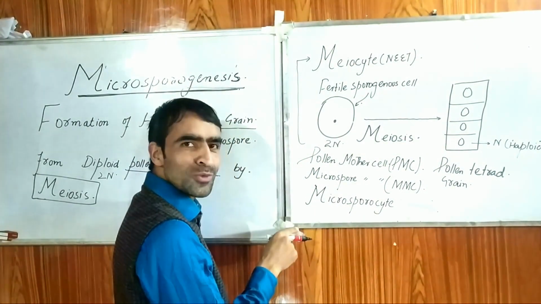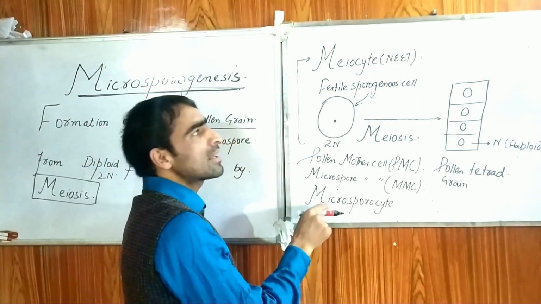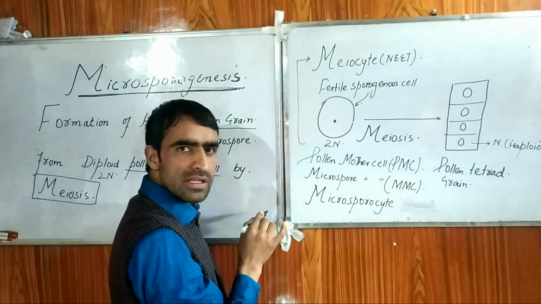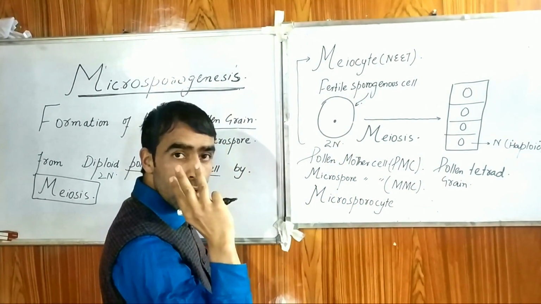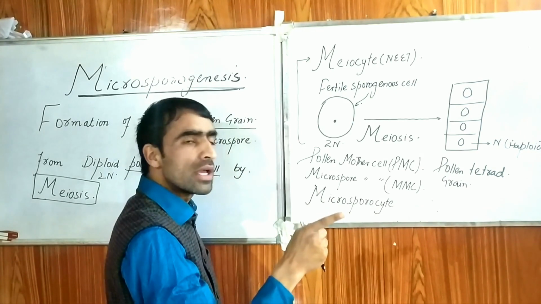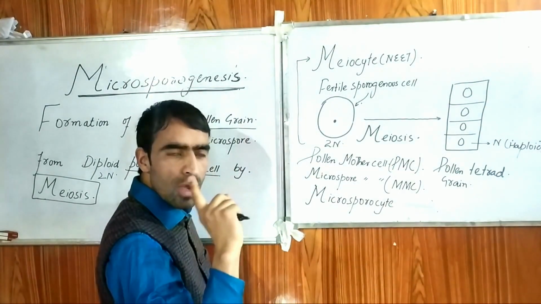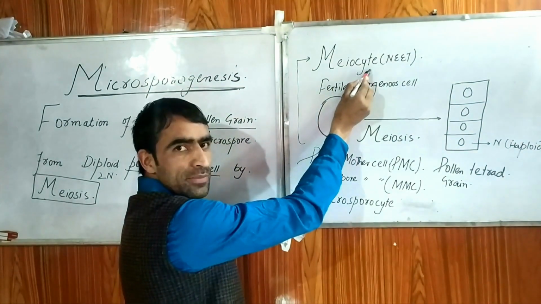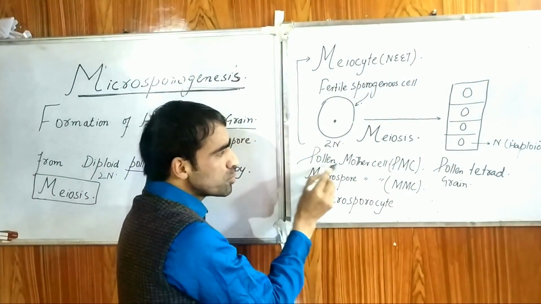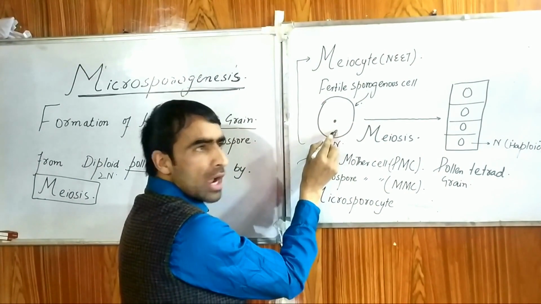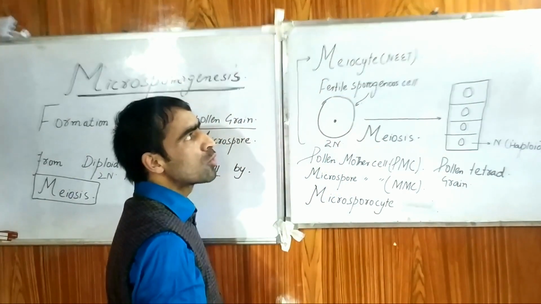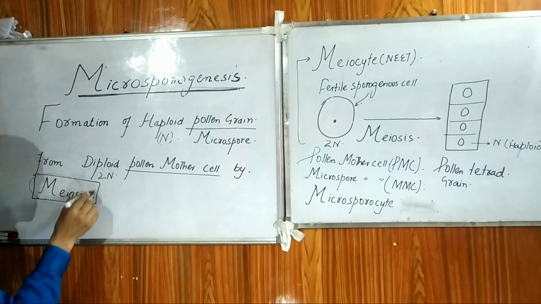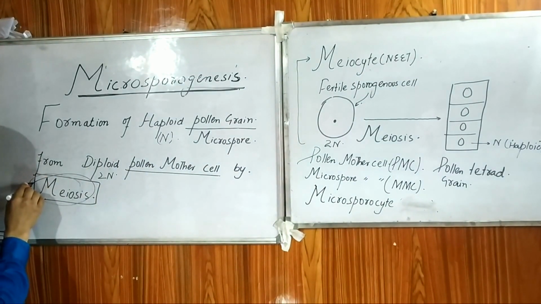That cell is the microsporocyte. And remember, a few years back, a question was asked in the NEET exams where there were options for 4 cells. Among those cells, you had to select a diploid cell. One of the options was meiocyte. Please remember, those pollen mother cells which are diploid, you have to say, are also called meiocytes, because they will undergo one of the important processes, that is meiosis.